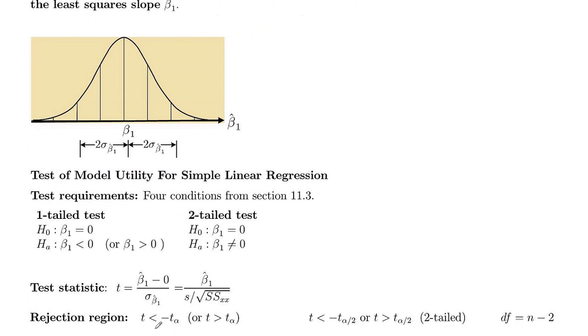And then for our rejection regions, we're using a t-distribution here, since sigma is unknown. So if t is less than minus t sub alpha, that's the critical value depending on alpha, the significance level for the test, or if t is greater than positive t alpha, if you're looking at an upper tail test, and then t less than minus t alpha over 2, or t greater than positive t alpha over 2 if you have a two-tailed test. And then our degrees of freedom for both of those are going to be n minus 2.